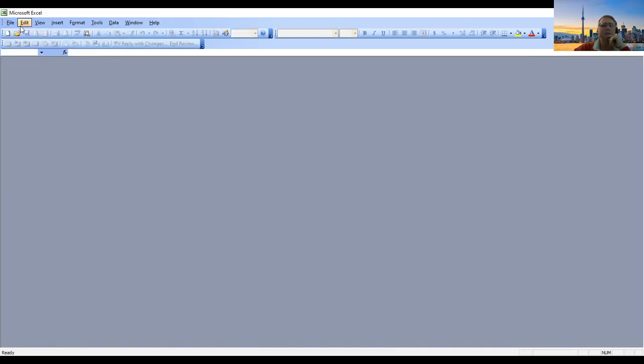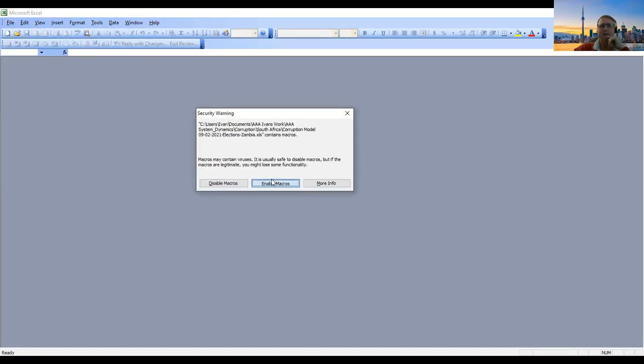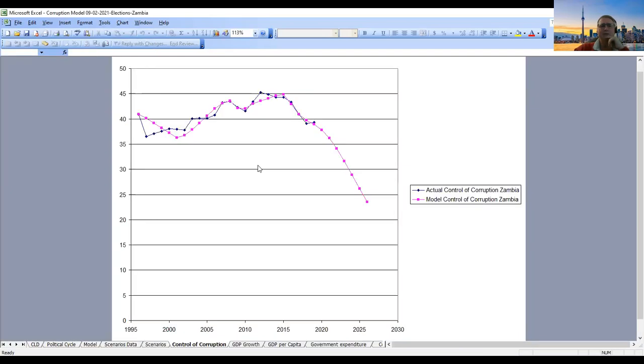So the last country is Zambia. And we can see that Zambia started at around 41, increased for a number of years to 45, and then started to see a sharp decline in recent years. And we project that if nothing changes, this will further decline in the future. And so the question is, can we turn this around?